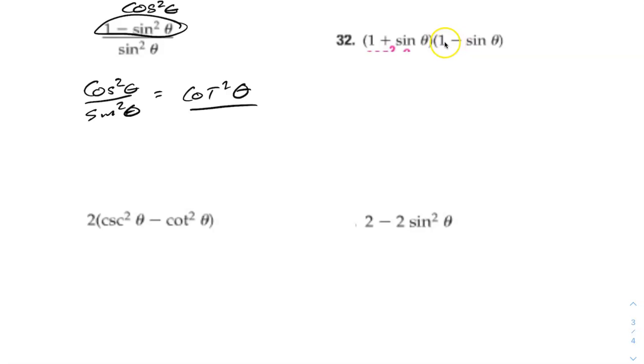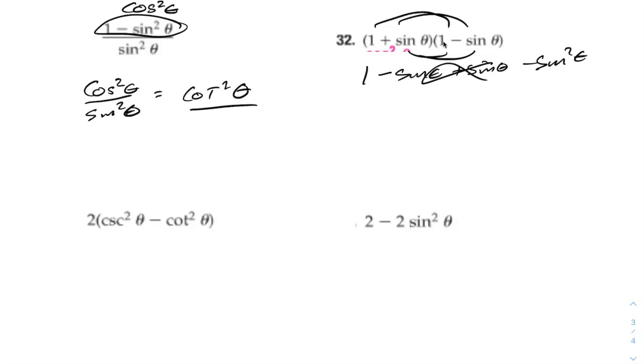Next one, it's the difference of two squares, like I mentioned before. If you're not sure, you can multiply it. It'll work out the same way. Again, we can just skip this step and go difference of two squares. Well, you get something like this. The middles cancel. And you get 1 minus sine squared theta. And you go, okay, what's 1 minus sine squared theta? Cosine squared theta.